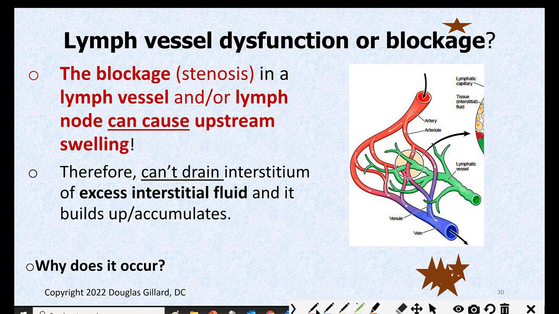What color should we make this? Let's try orange. So if we get a beaver dam here, for whatever reason, cancerous tumor, bugs, who knows what it is. Normally you have lymph draining here up to the subclavian vein. You got a beaver dam. You can't. So the lymph fluid backs up and backs up and backs up, and now it backs up into the interstitium. Right, your interstitium can't drain the fluid away.